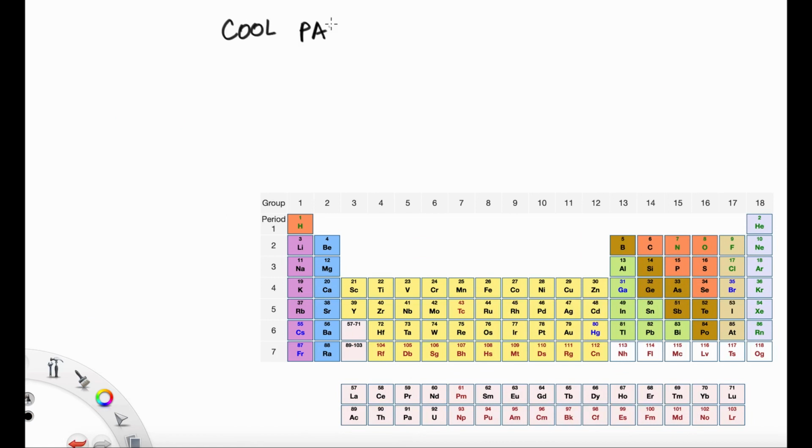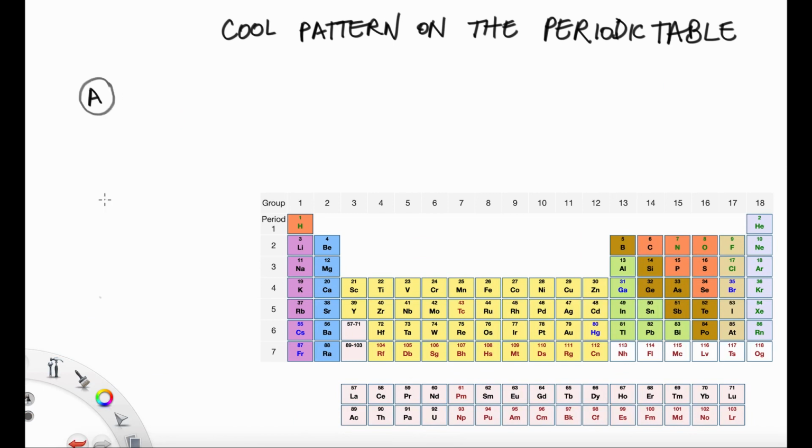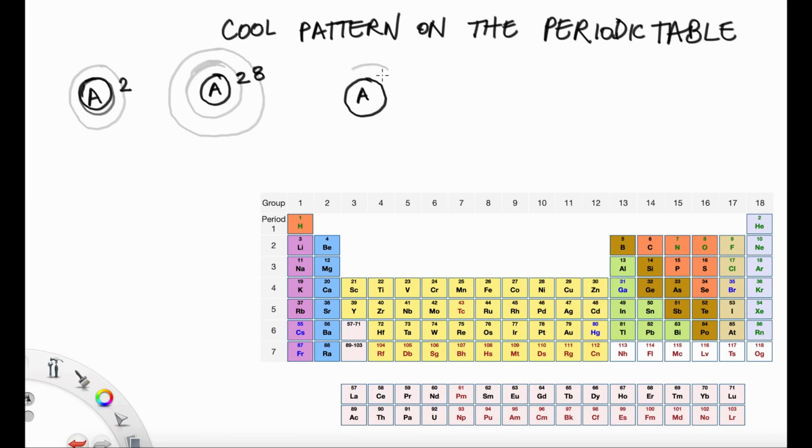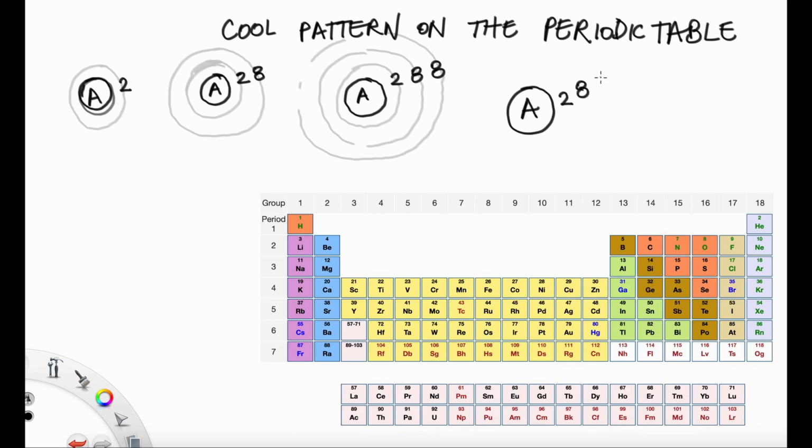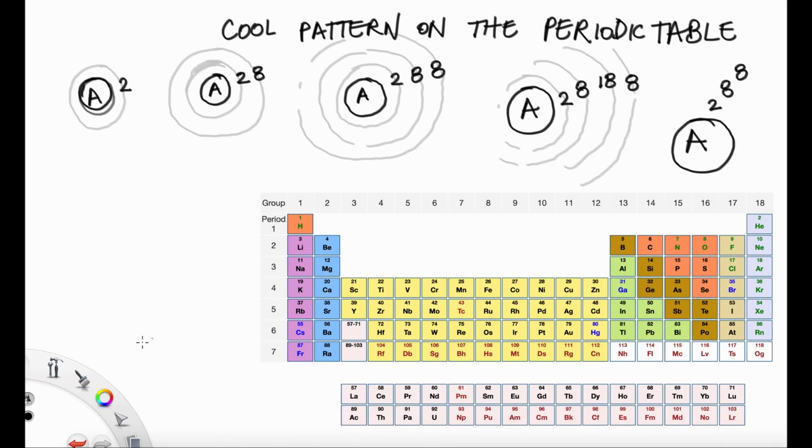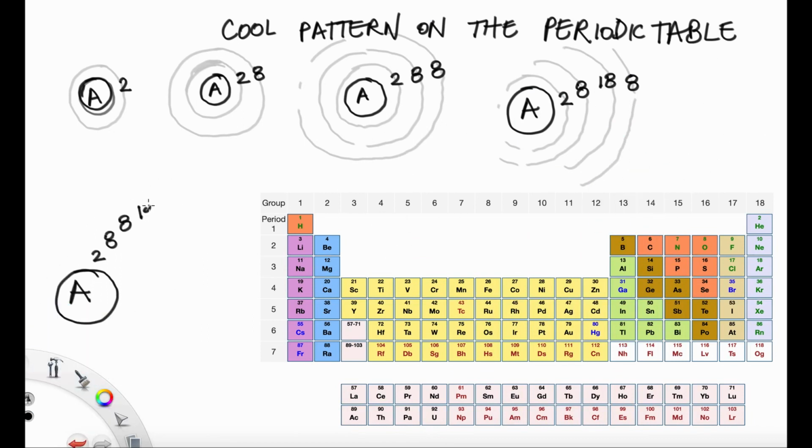Here's a cool pattern on the periodic table I would like you to notice. Remember our pattern of how many electrons fit in each shell. 2 in the first shell, 8 on the second shell, 8 in the third shell, and the pattern for the fourth shell is 2, 8, 18, 8. And pay attention to those numbers. 2, 8, 8, 18, 8 for an even bigger atom.